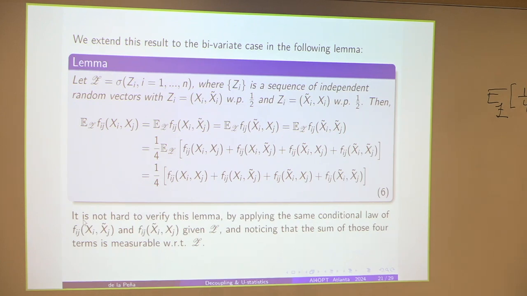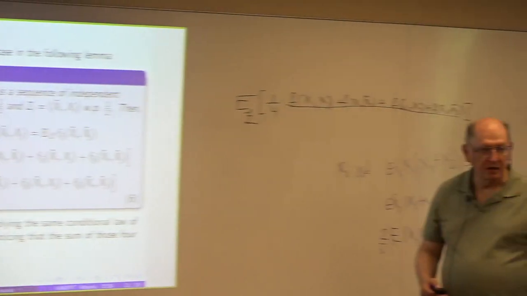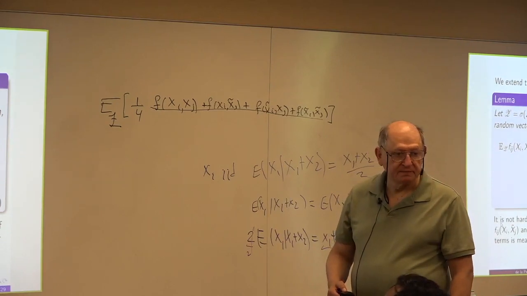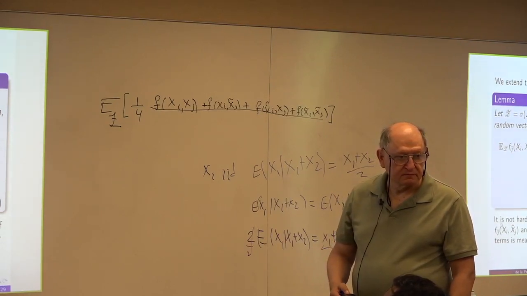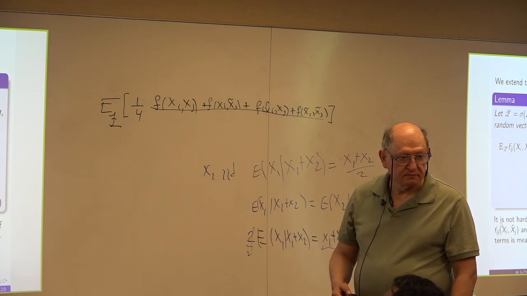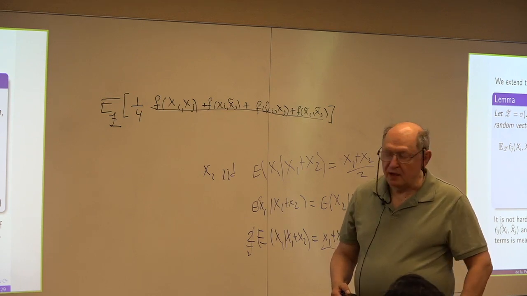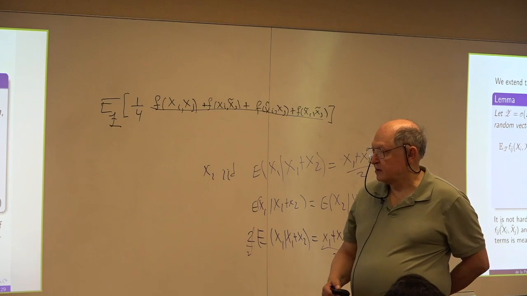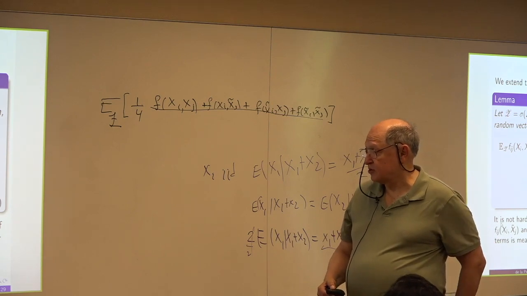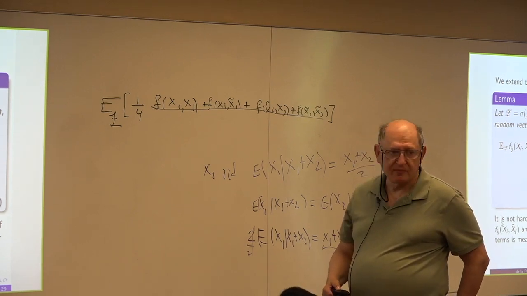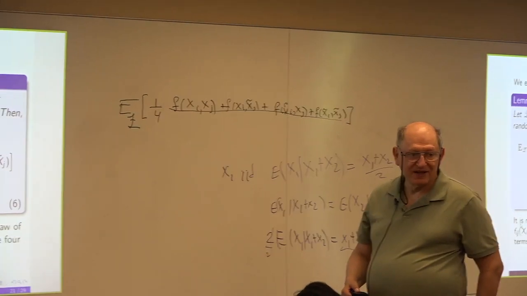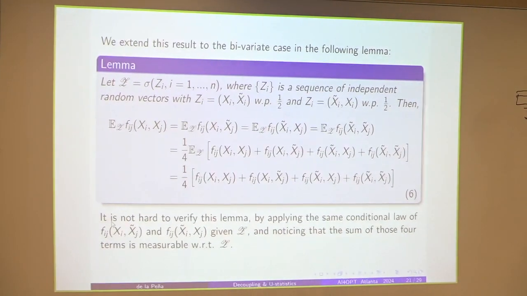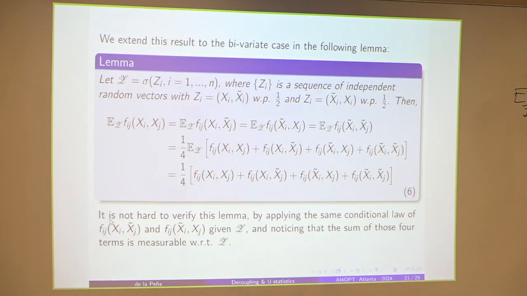Yes, question? Do you need that Zi to be in that particular order with probability half? I think with any p and 1 minus p it should work, your argument. I guess you're right, but I don't know what you would come up with. I don't know if I can use that to do the replacement. You would get a different inequality.